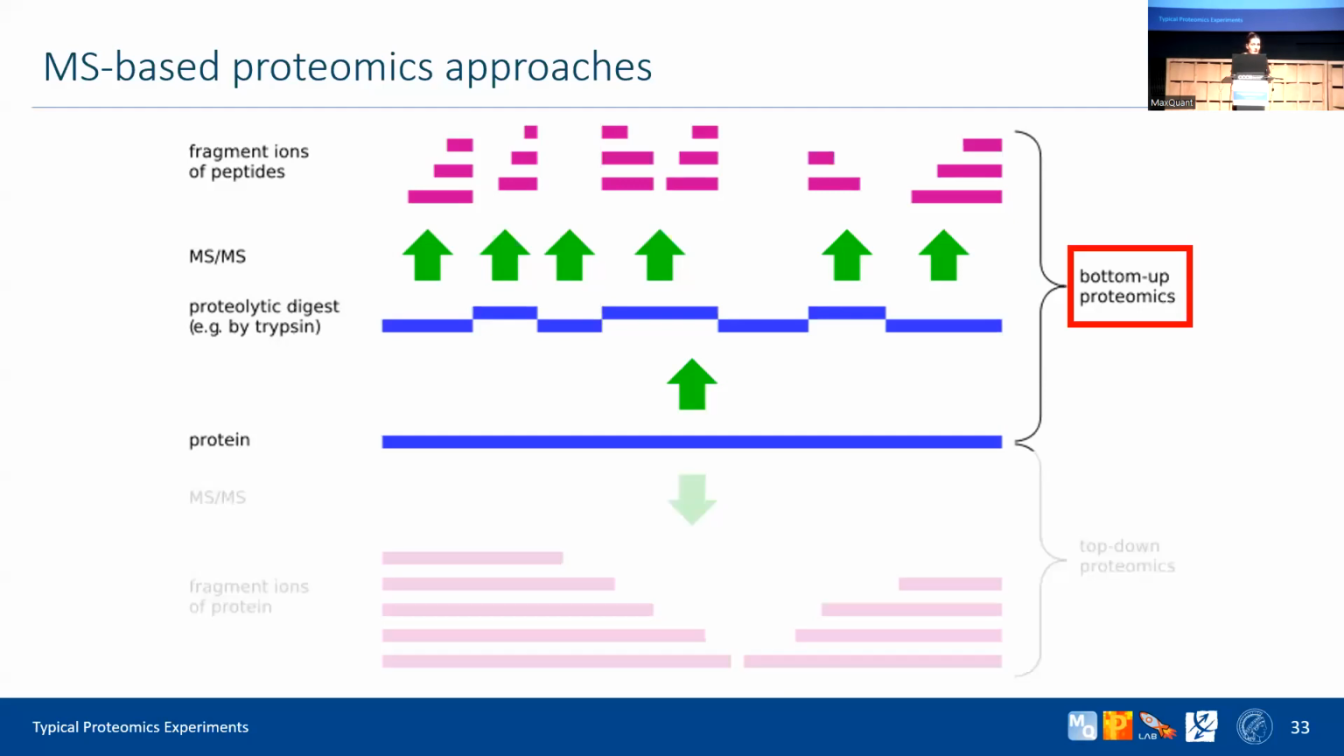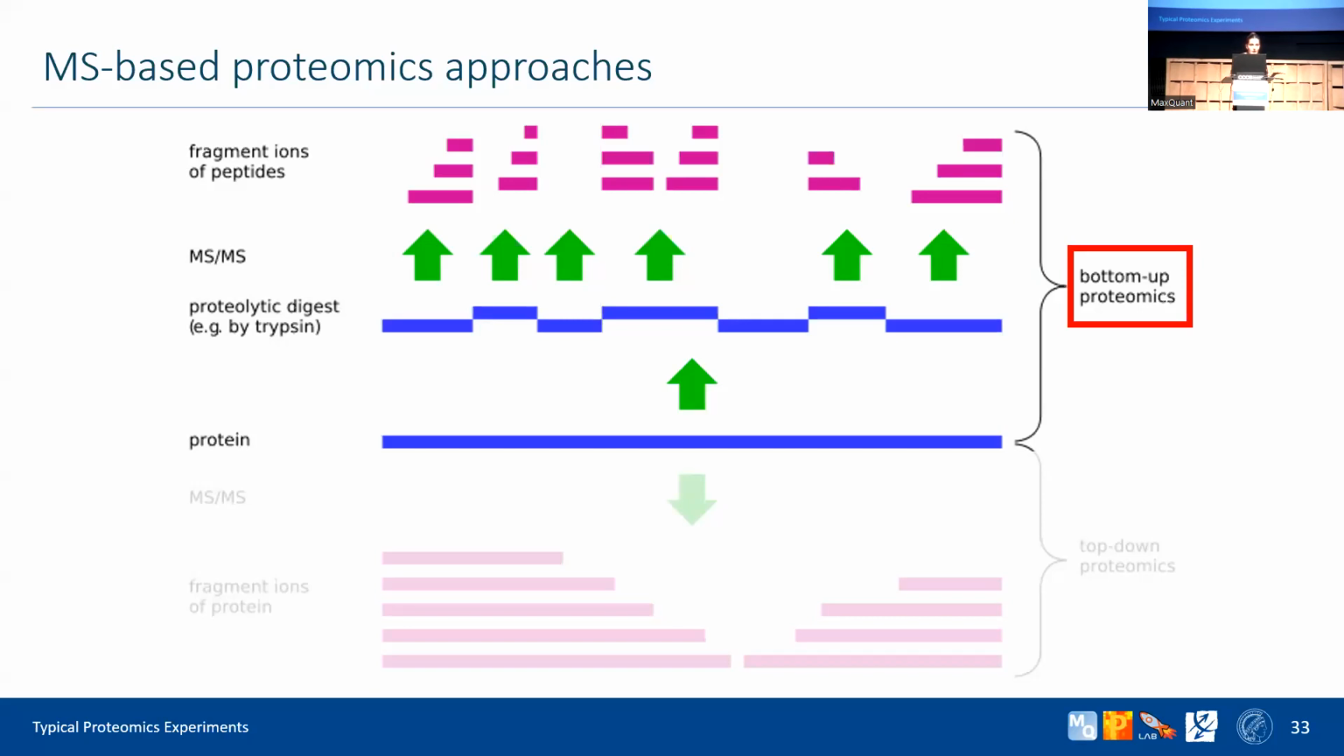For the rest of the week, we're going to discuss only bottom-up proteomics. So we put peptides into the mass spectrometer, not proteins. And the peptides are only a means to the identification and quantification of the proteins.